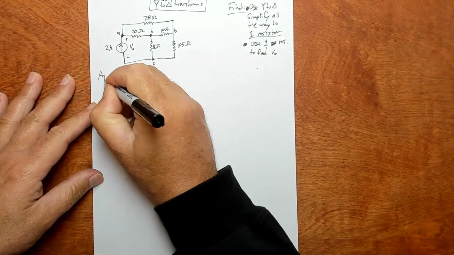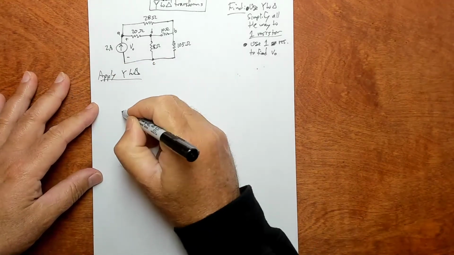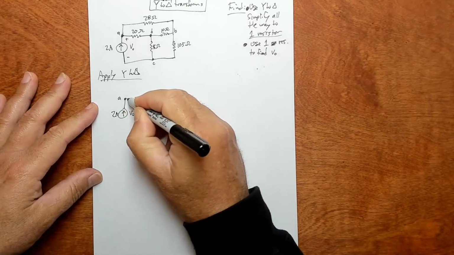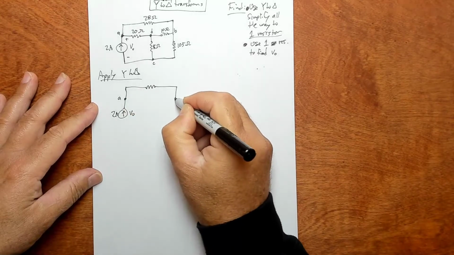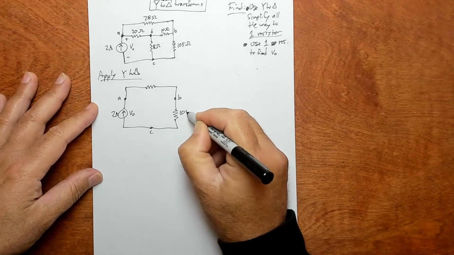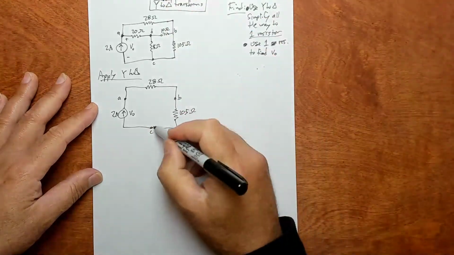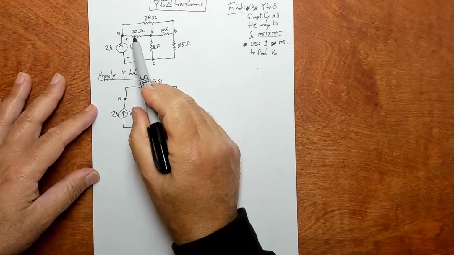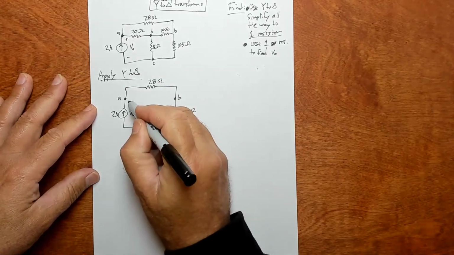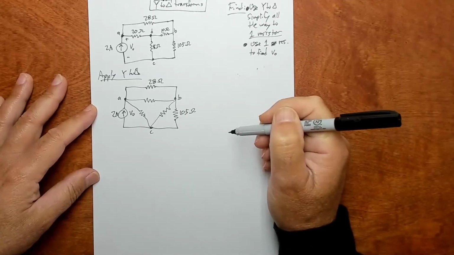So I can apply the Y to delta graphically, and here's what I get. Node A stays there, and this guy is left out of the transform over here, and B stays there, and C stays there, and this guy over here is left out of the transform. So the 28 ohm and the 105 ohm, these two are just hanging out. But the three resistors between A, B, and C are going to be transformed from their current Y configuration into a delta configuration.